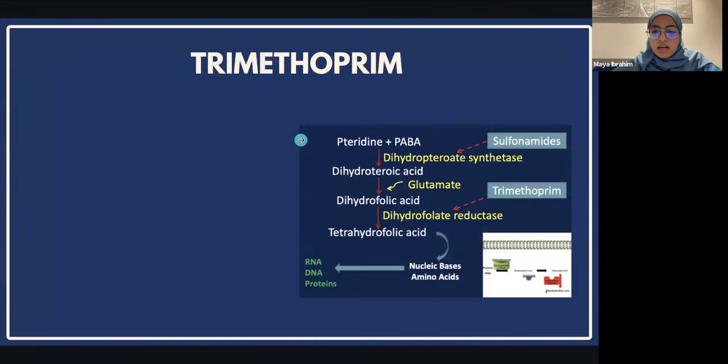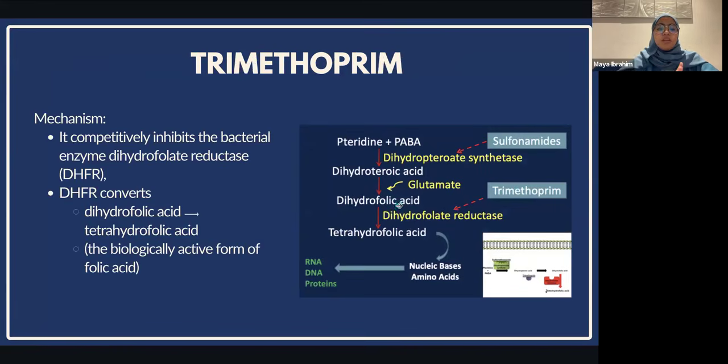Trimethoprim is similar to sulfonamides, but it inhibits a different enzyme. So it's at a later stage in folic acid synthesis. They compete for dihydrofolate reductase, so they compete with dihydrofolic acid by rendering this enzyme inactive. Then you can't make tetrahydrofolic acid, which is the active form of folic acid.